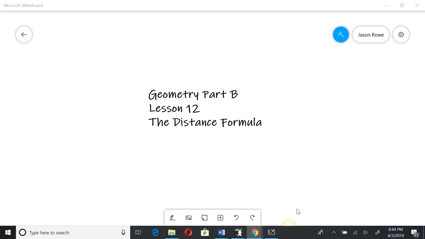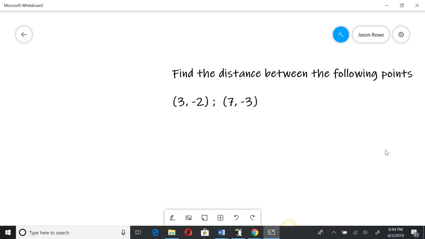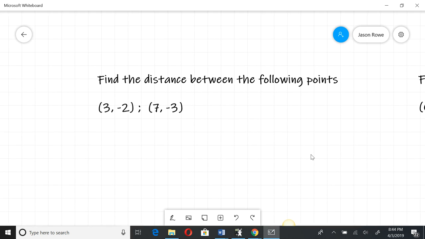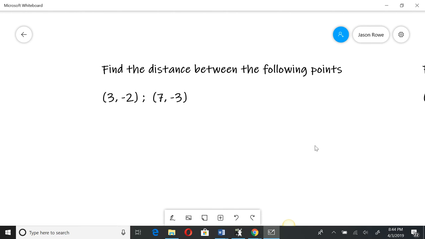This is Mr. Rowe. We're looking in geometry, part B, lesson 12, and we're going to talk about the distance formula. Let's take a look at what we have to do here. So here is a couple of examples, like first part of like 11 through 20. And what it just says is find the distance between the following points. So you've got 2 points.